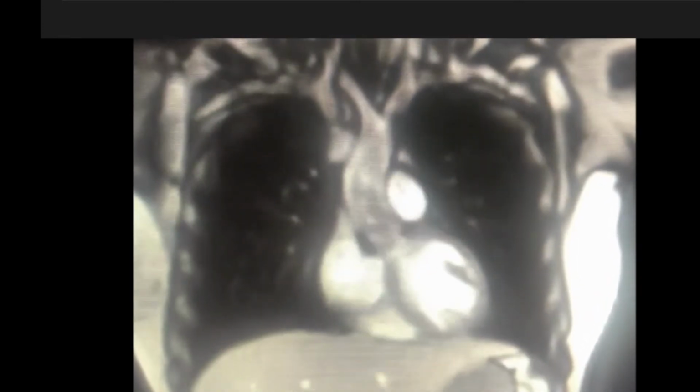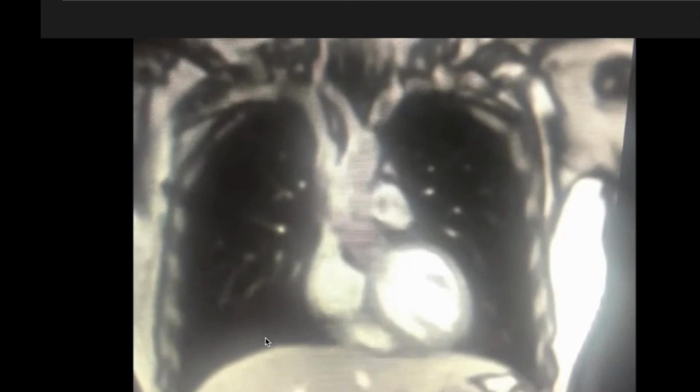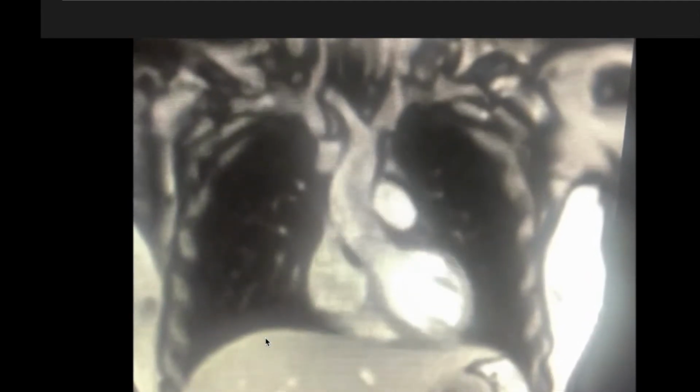The other thing that I want you to be aware of here is our bucket handle action of these ribs. We can see that as we inhale, they move outwards and upwards. So they move laterally and superiorly as we inhale. So it's just a really cool look.